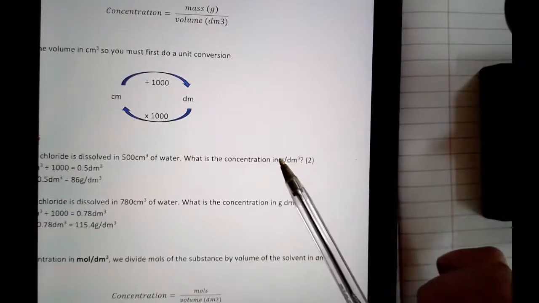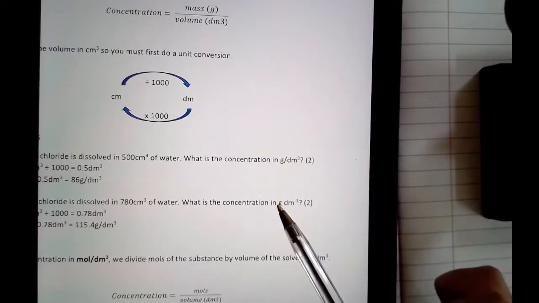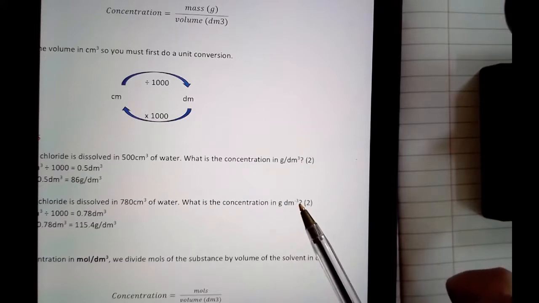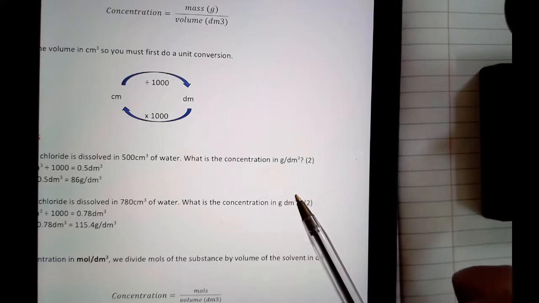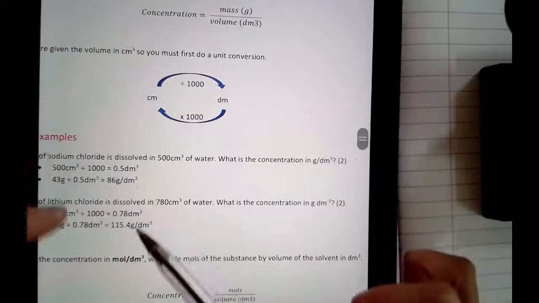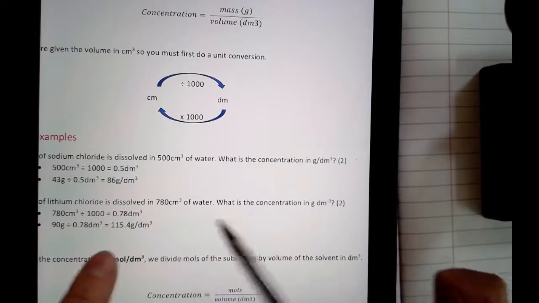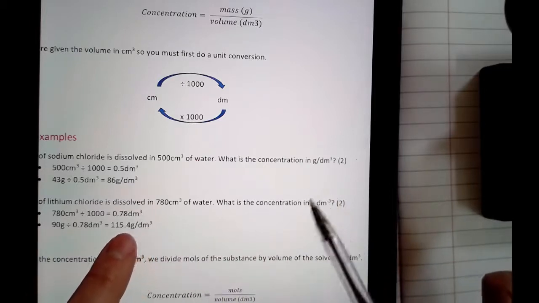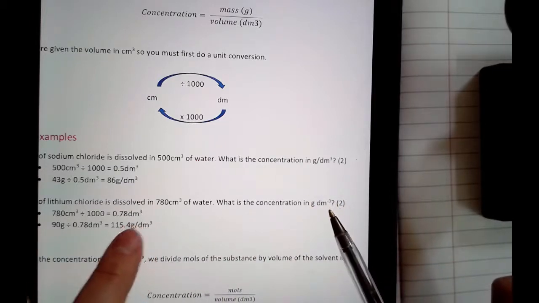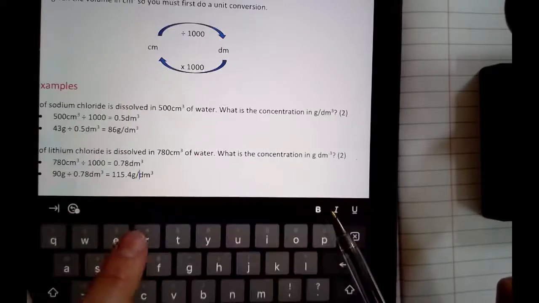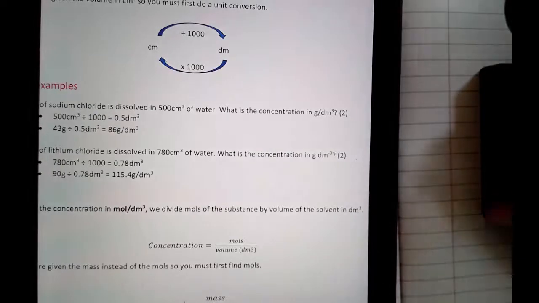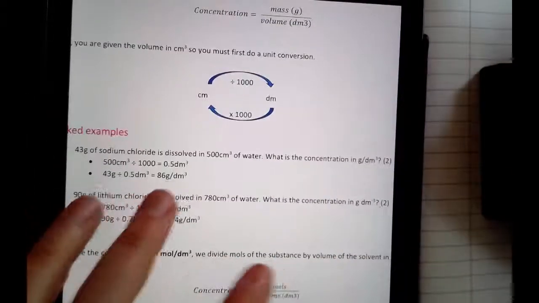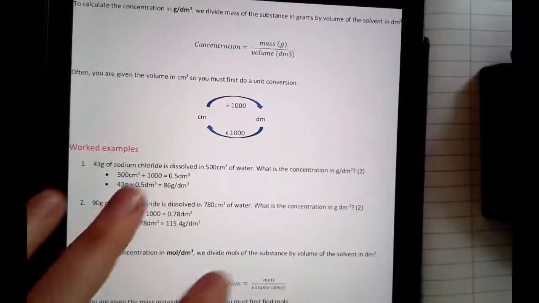You'll notice here that I wrote it as grams per decimeters cubed, and then below I wrote g dm to the -3. These two are exactly the same, and it doesn't change how you do the calculation. The calculation is still done the same way, and even though they said what's the concentration in g dm^-3, I wrote it as g/dm³ because they're the same and you can use them interchangeably. So that is what we did in CC9.